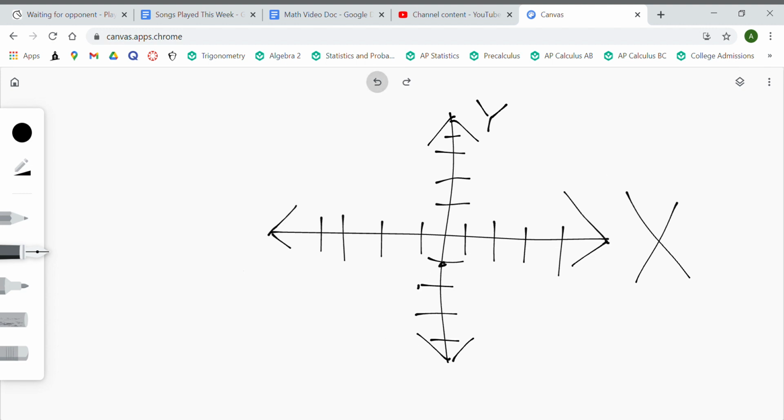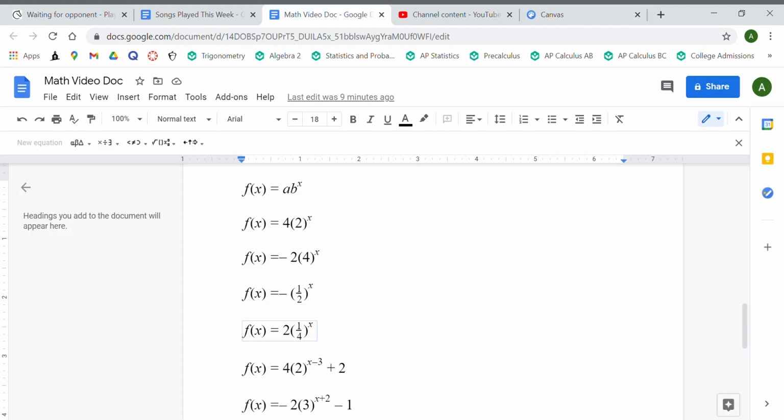Now, let's see if you can graph another one. So here's your next one. 2 times 1/4 to the power of x. I want you to pause the video and try to graph. Simple instructions. Okay? Now go on. Take a shot. Okay, so we have 2 times 1/4 to the power of x.